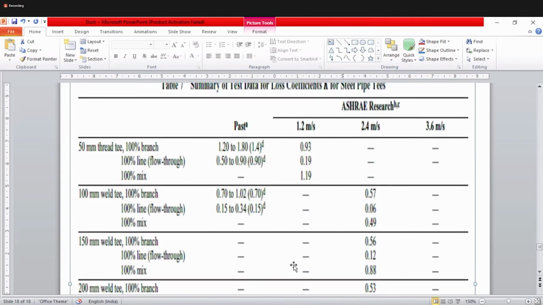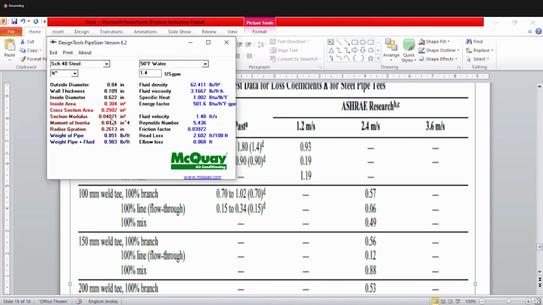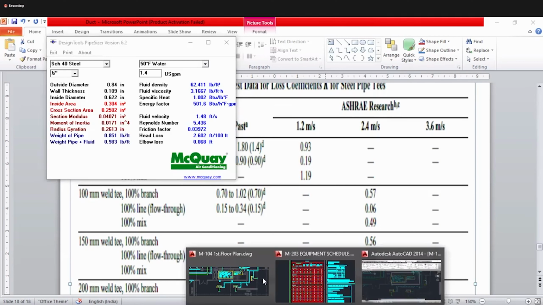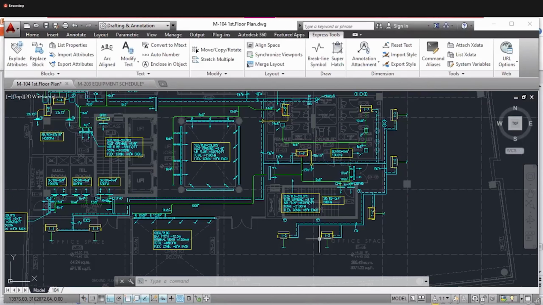So let's start with the pipe design. This is a pipe sizer we are using. It's a very efficient method. As for duct sizing we use the duct sizer, same for pipe sizing we can use the NACA air conditioning pipe sizer. So we will take an example here. This is a drawing of a project. We will see how to design the chilled water pipeline.